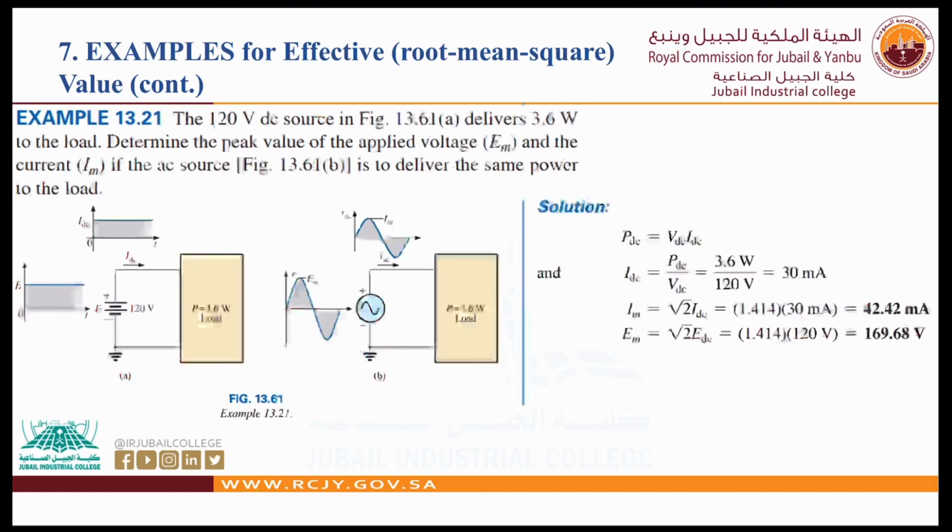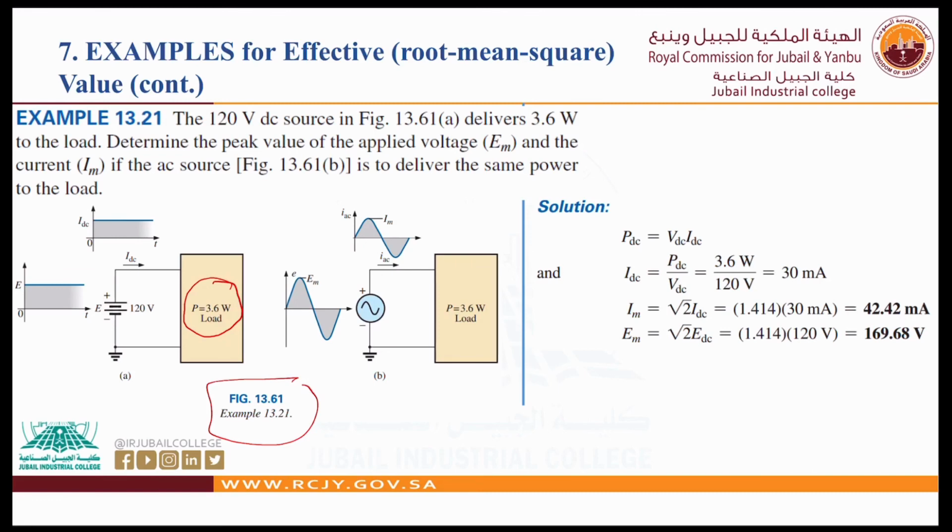Now, more examples for the effective value. Example 13.21: the 120 volt DC source in figure 13.61 delivers 3.6 watts. So this is the load, 3.6 watts to the load. Determine the peak value of the applied voltage.